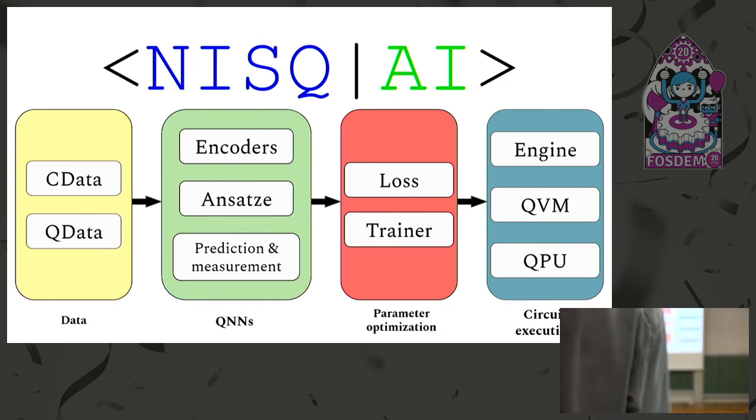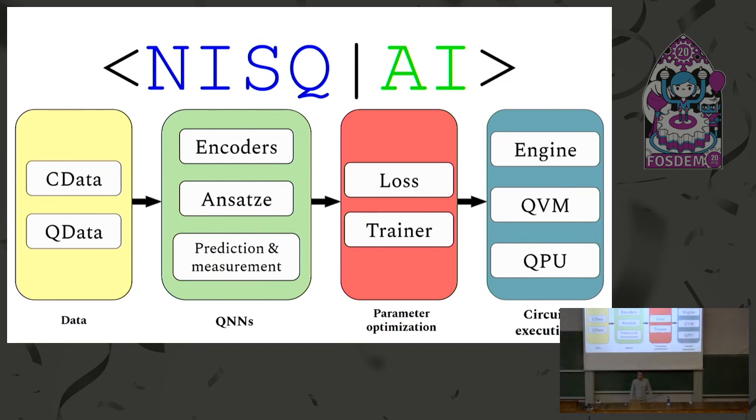On the left, we have tools for representing data. So C data for classical data and Q data for quantum data. Classical data is what you normally have. And quantum data you can think of as something like a Hamiltonian, describing maybe a molecule.